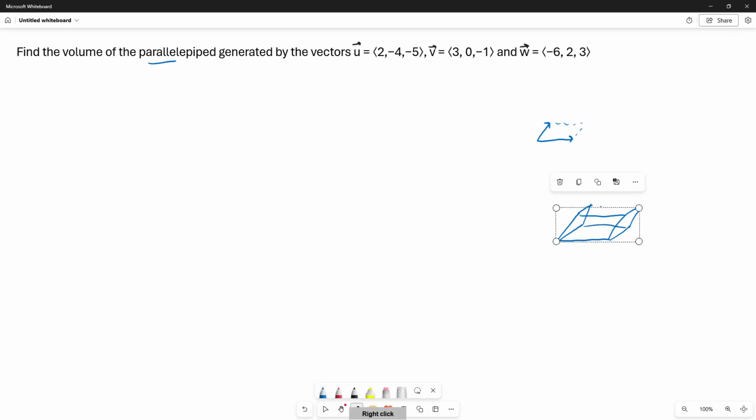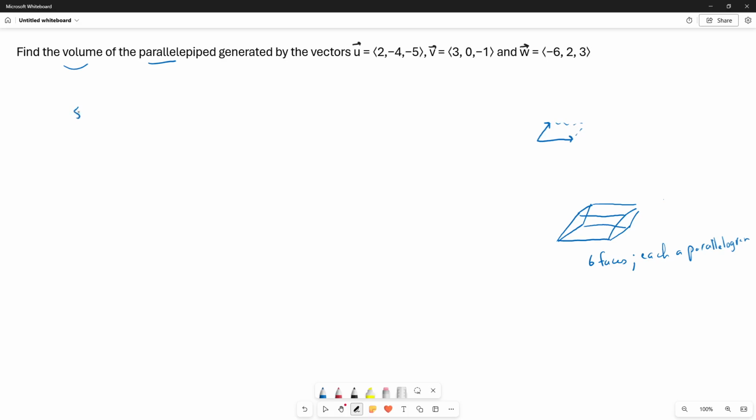Something like that. So it's got 6 faces, and each is a parallelogram. Okay, so how do we find the volume of this parallelepiped?